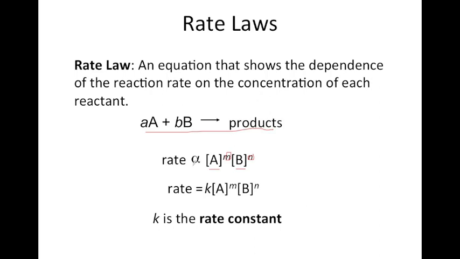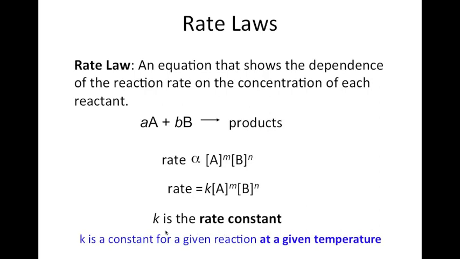Now we can change this proportionality to make it equal by adding a proportionality constant, K, called the rate constant. So the rate of a reaction is equal to the rate constant for that reaction times the concentration of reactant A raised to some power times the concentration of reactant B raised to some power. And it should be noted that K is a constant for a particular reaction at a given temperature. So if you change the chemical reaction, you have to have a new rate constant, or if you change the temperature of a given reaction, then your rate constant will change as well.